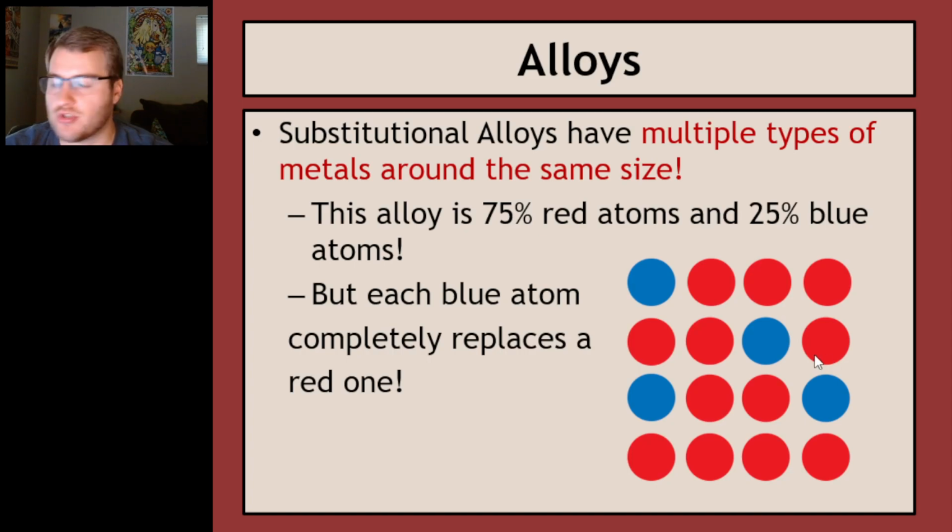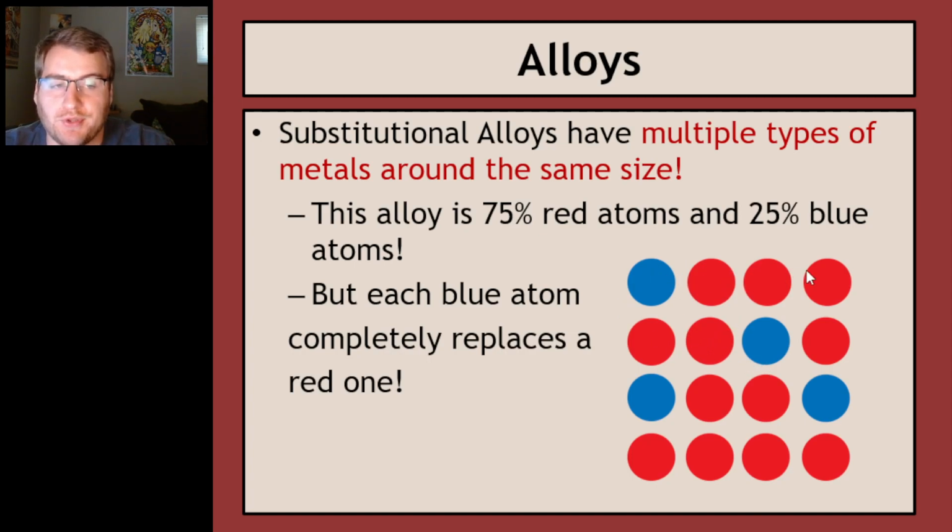So a substitutional alloy might look something like this. Now, I have this for you in your notes, but it printed in black and white, so you might not be able to tell. But with this picture, it's easier to see. Substitutional alloys have multiple types of metals that are about the same size. This alloy, for example, is 75% red metal and 25% blue metals. Each blue atom is completely replacing where one of the reds would have been. And this is a substitutional alloy.